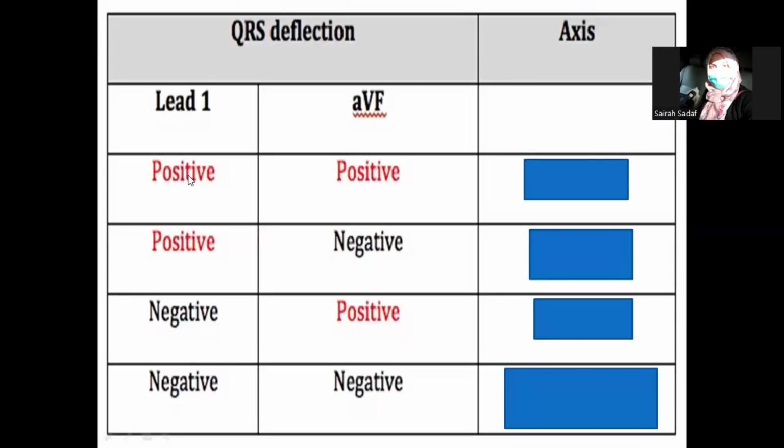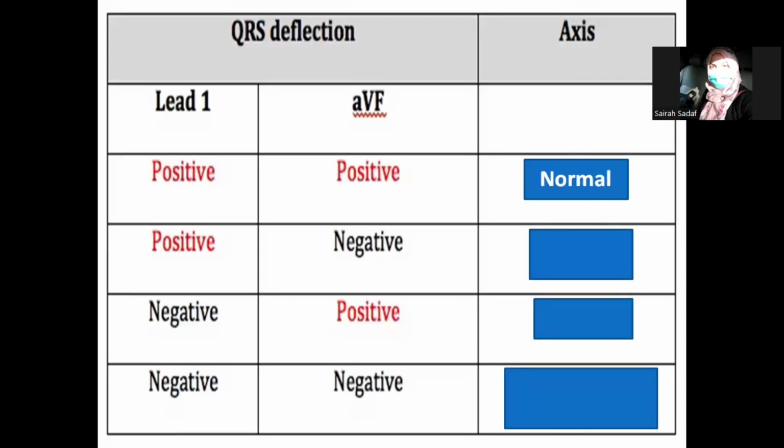Okay, coming to here. When in lead 1 and AVF we have both positive deflections, then what axis is it? Now everyone tell me in the chat box. Jennifer, normal. Safiullah, normal. Alina, normal. Khizr, normal. Yes, it is normal. Asif, normal. Samia, Batul. Yes, everyone good. Okay, so this is a normal axis.